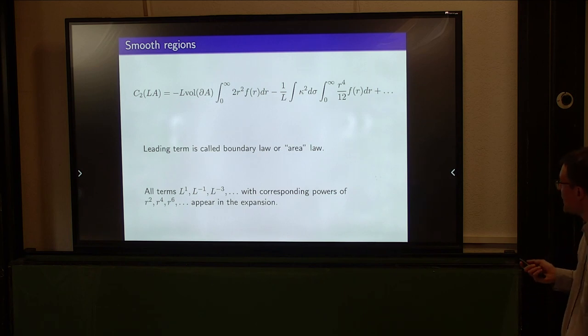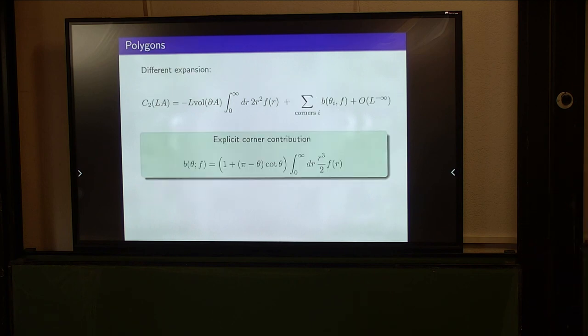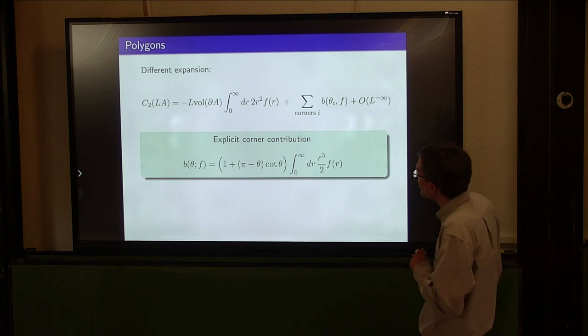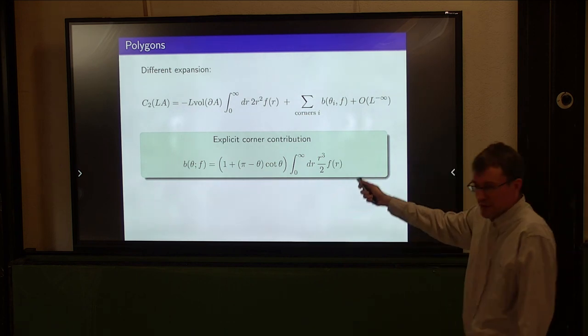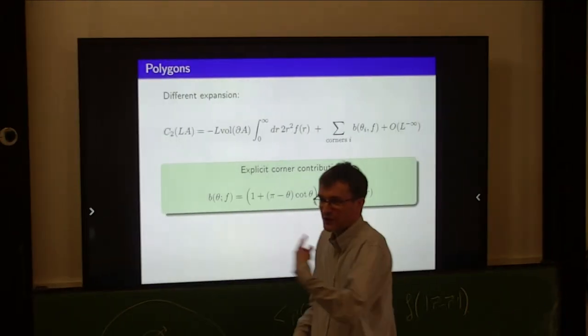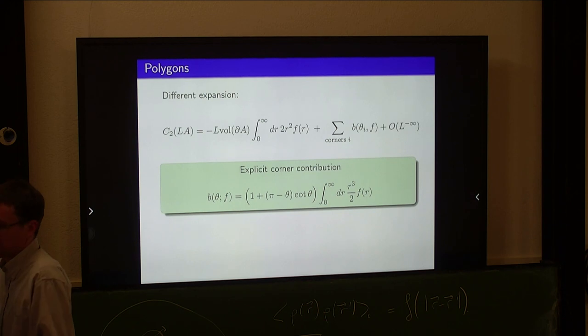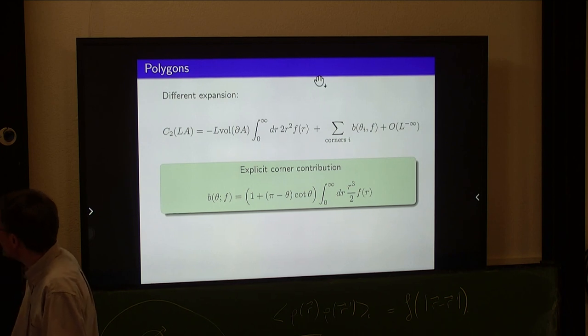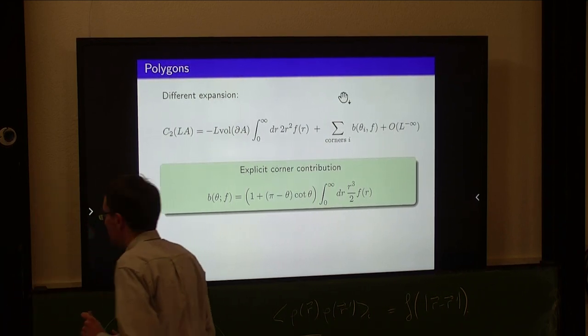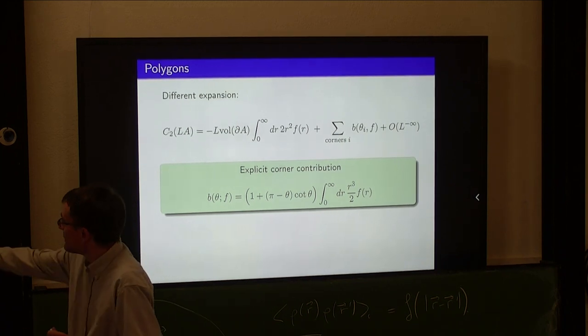Yes, exactly. So this is for a smooth region, but you can try to do something more funny, which is to just look at a polygon. And the claim is that, in a sense, it is more interesting to look at the polygon. You get the same area law, which is not very surprising. The same argument applies, but then the next term is not the same because you get a constant. Before, the constant was zero, and the funny thing is that this constant sees only the corners of your polygon. So it's a sum over all the corners.